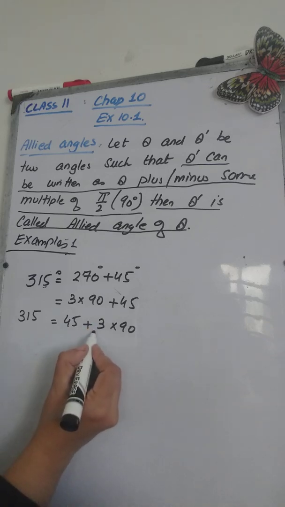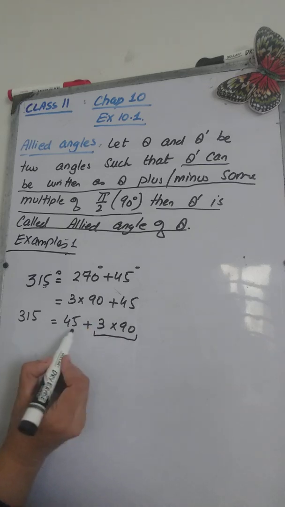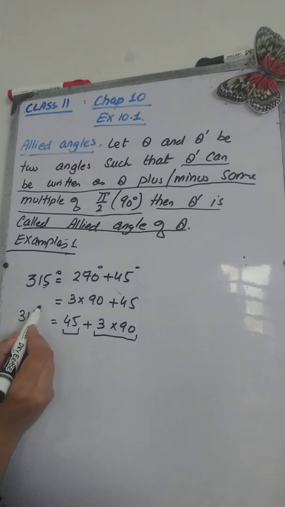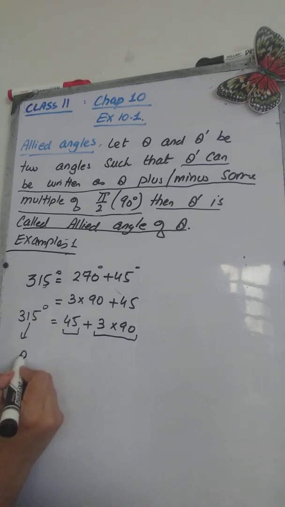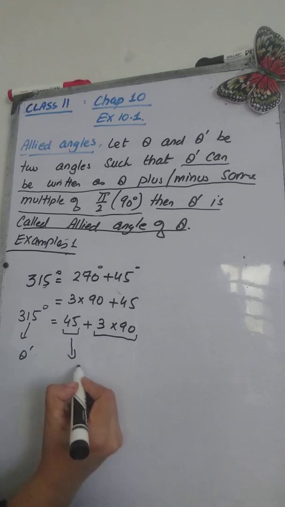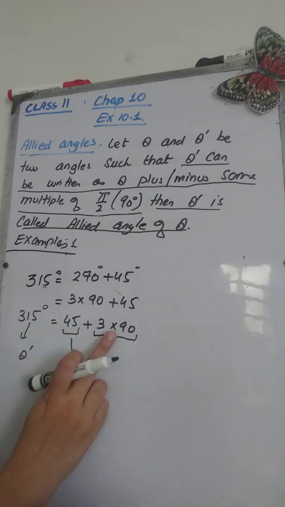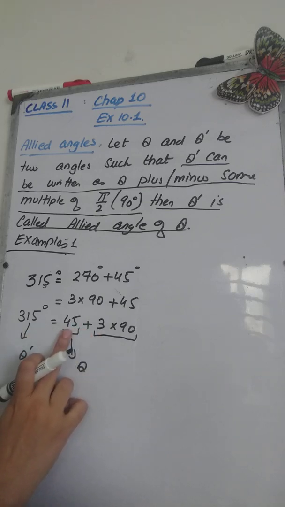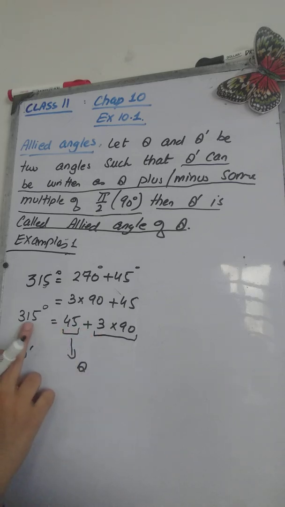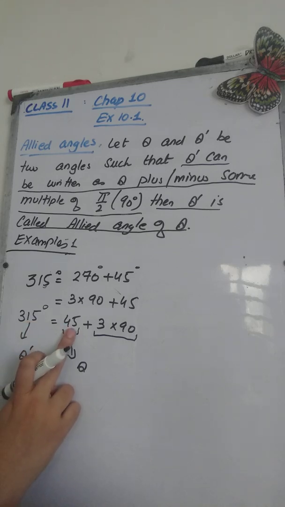So we will have two parts in it: the multiple of 90 plus some theta. Now if I consider this as theta dash, this is one angle and this is the second angle. So I have written theta dash, which is 315 in this case, as a multiple of 90 plus some other angle 45. Then 315 will be called the allied angle of 45. Let us read the definition again.